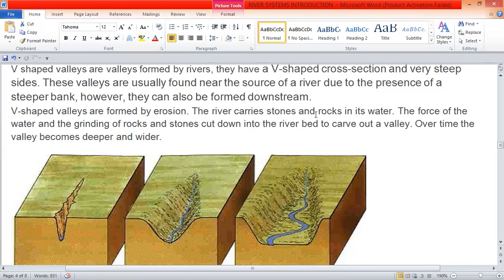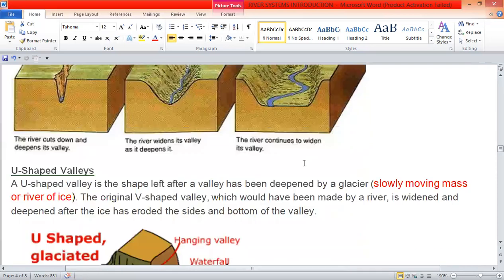The river carries stones and rocks in its water. The force of the water and the grinding of rocks and stones cut down into the river bed to carve out a valley. Over time, the valley becomes deeper and wider. As you can see, over time, it's going deep, but it's also growing wide. Then as it grows wide, it leads us to the second valley, which is the U-shaped valley.